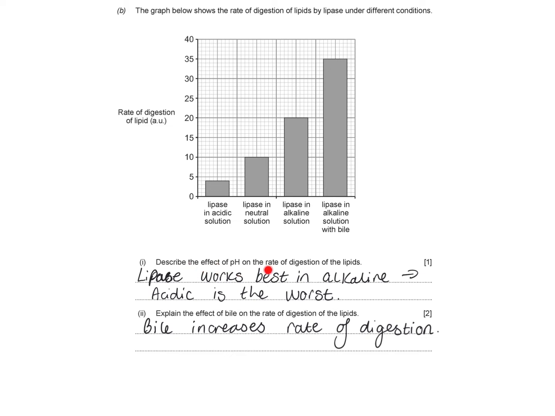Describe the effect of pH on the rate of digestion of the lipase. Lipase works best in alkaline conditions, so you can see there's more digestion in these two than there is in these two. Acidic is the worst. Okay, there's a lot more digestion in these two.